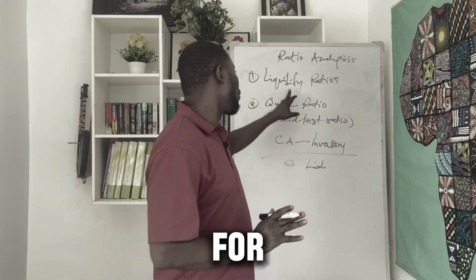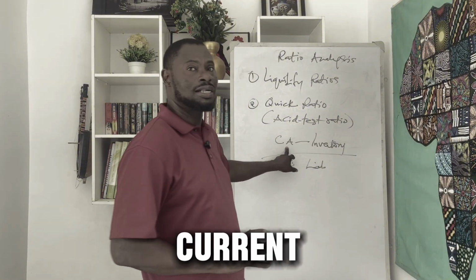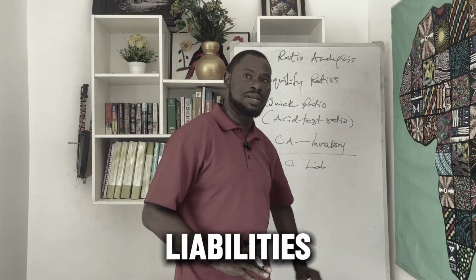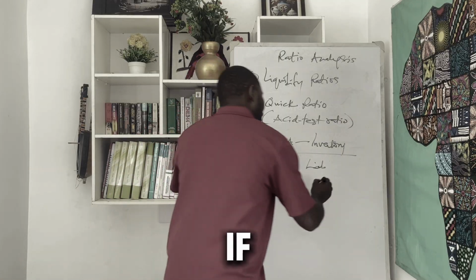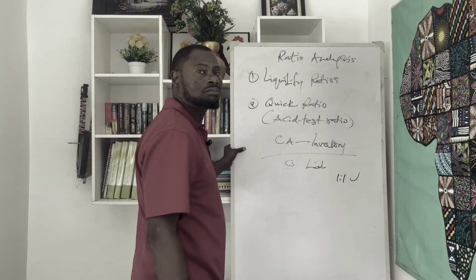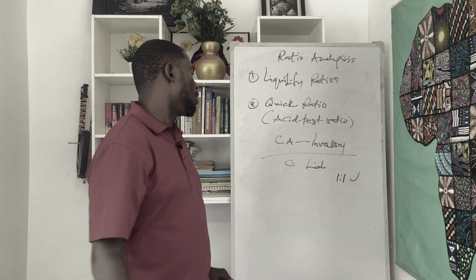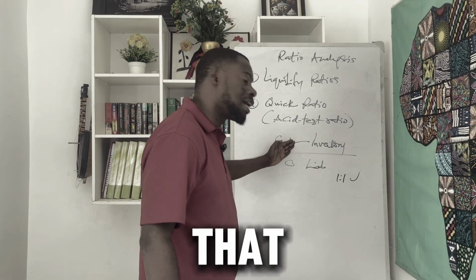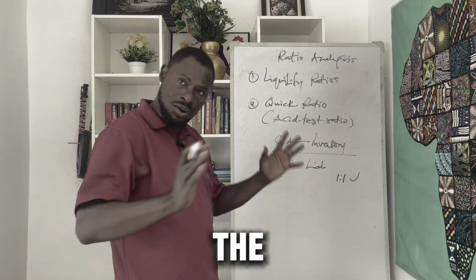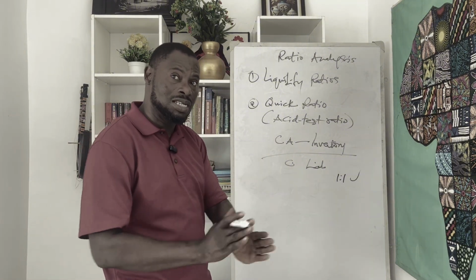So to do this for quick ratio or asset test ratio, we need to get the current assets, remove the inventory, and then we'll divide by the current liabilities. So usually, if you're able to get 1:1, we say it is acceptable. If you get anyone higher, it's also acceptable. We basically want to be sure that we have more current assets taking care of the current liabilities. So this shows that the company is not going to have liquidity issues.